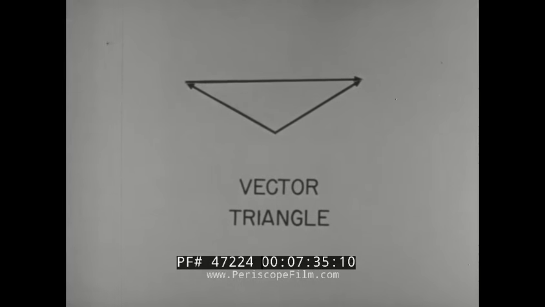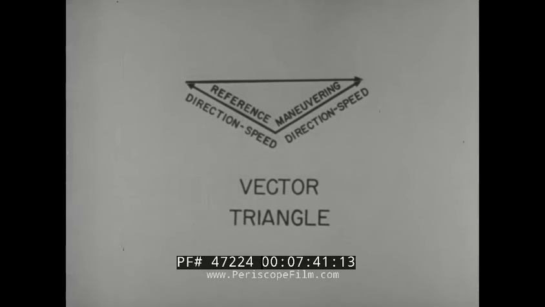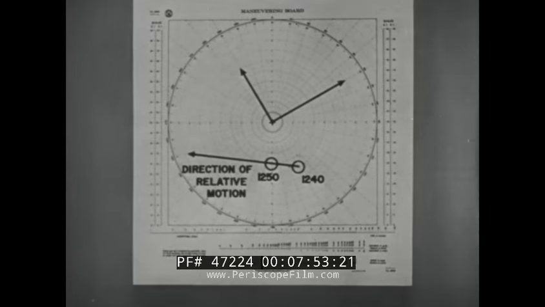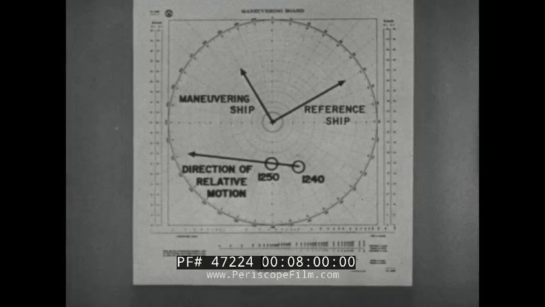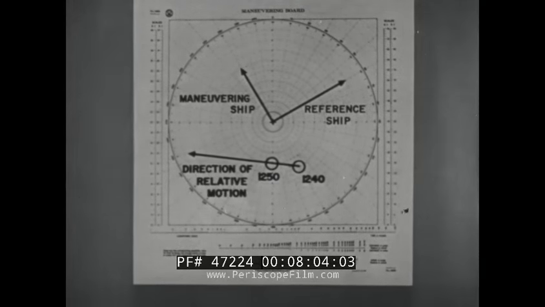The vector triangle is made up of 6 factors. Reference ship's direction and speed, maneuvering ship's direction and speed, and relative direction and relative speed. If any 4 of these can be determined, you can use the vector triangle to find the 2 unknown factors. In the vector triangle, the direction speed lines representing the vectors of the reference and maneuvering ships have a common point of origin, usually the center of the plotting area.